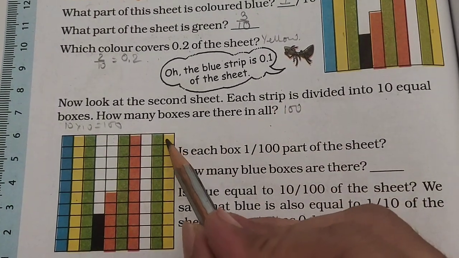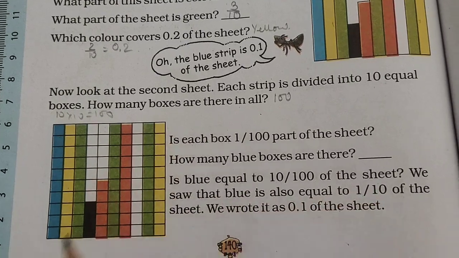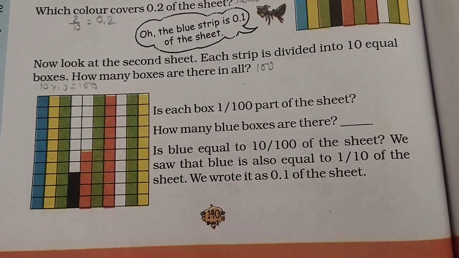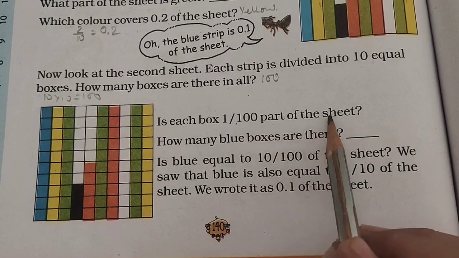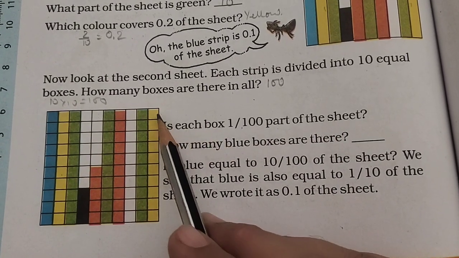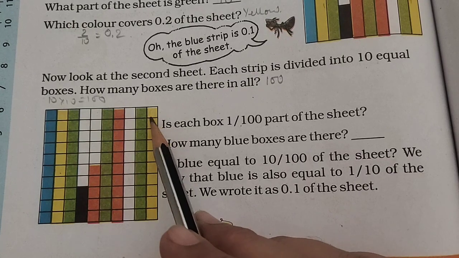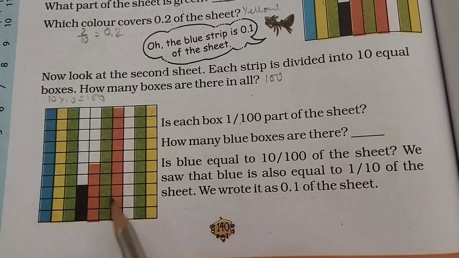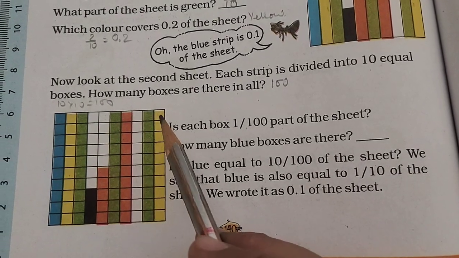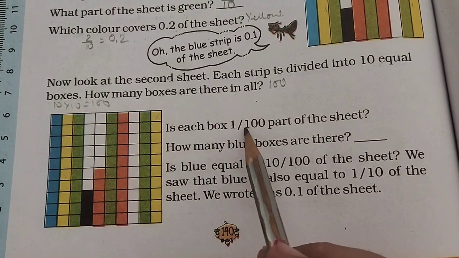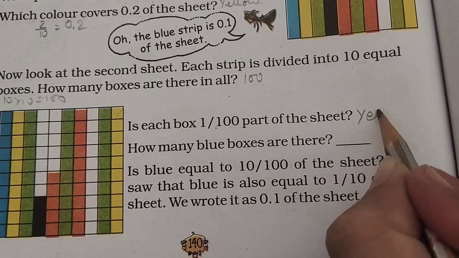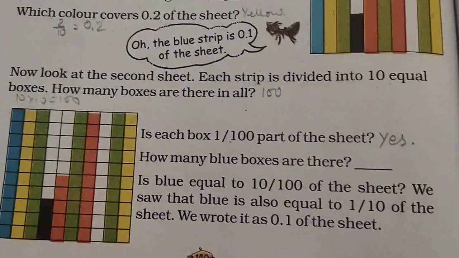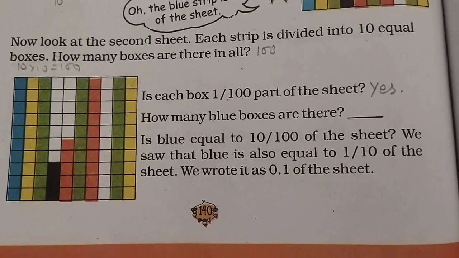Now each box is one part out of 100. In each box, there is 1 upon 100 part of the sheet. Each box is a part of this 100. So we can tell that one box is a 1 upon 100 part of the sheet. Yes, the answer is yes. I hope you understood, students.